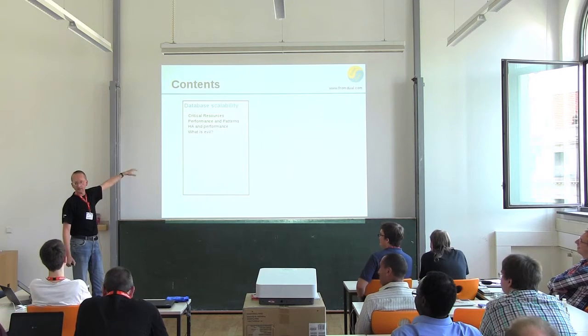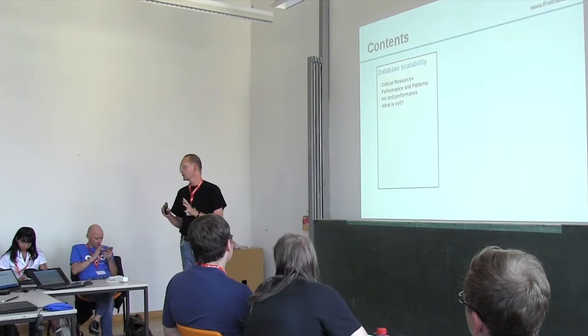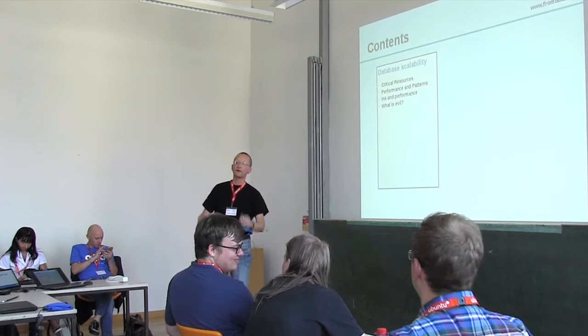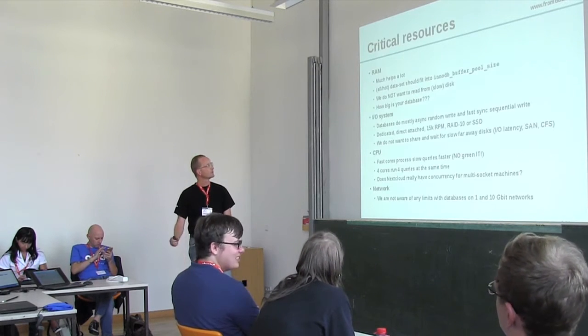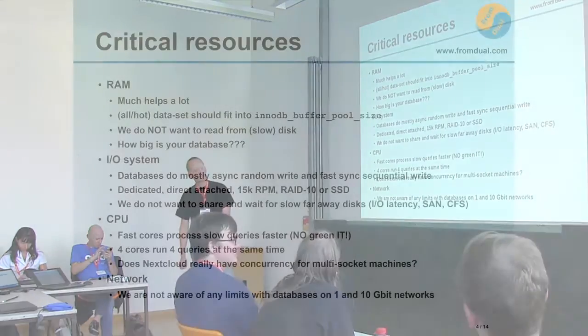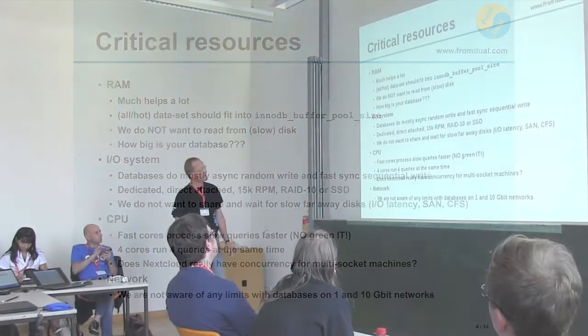Let's have a look. So what I want to talk about is critical resources, performance and performance patterns, high availability and performance, and what is evil. Part of this, you as a user can influence, but not much. Most of that, you as a developer can influence. So we have to have a look about it. Critical resources. Typically in hardware, there are four of those. This is RAM, the I/O system, CPU, and the network.